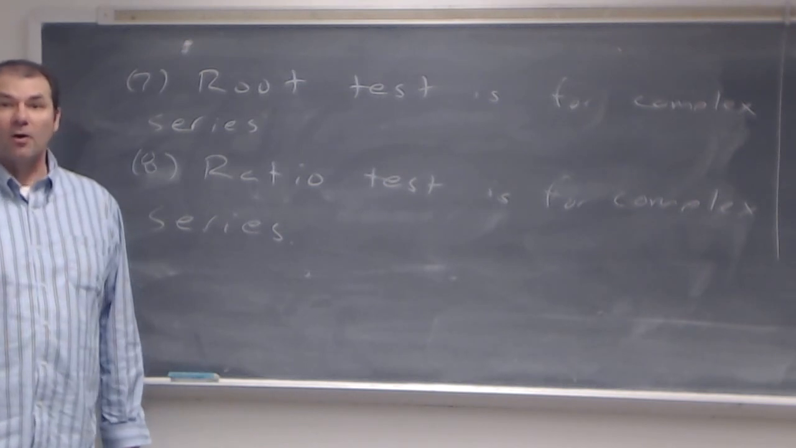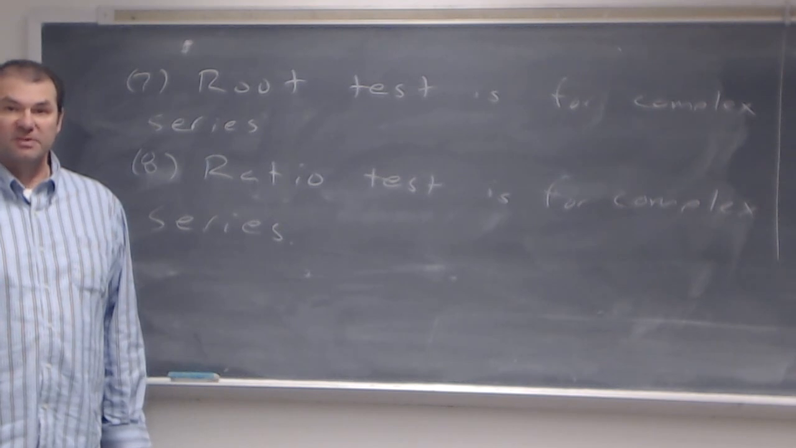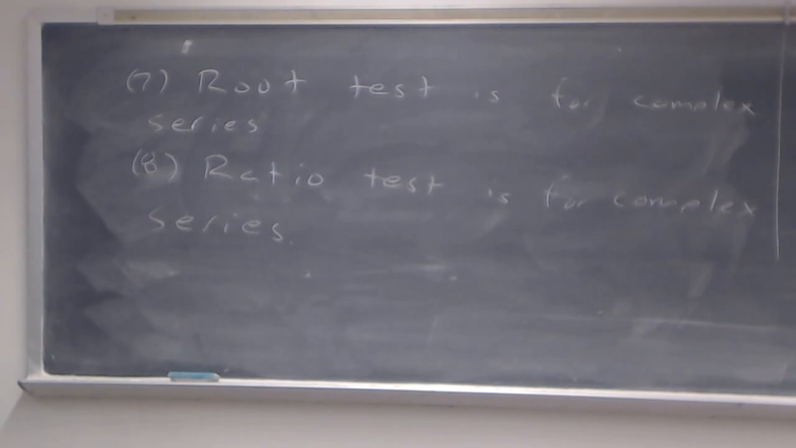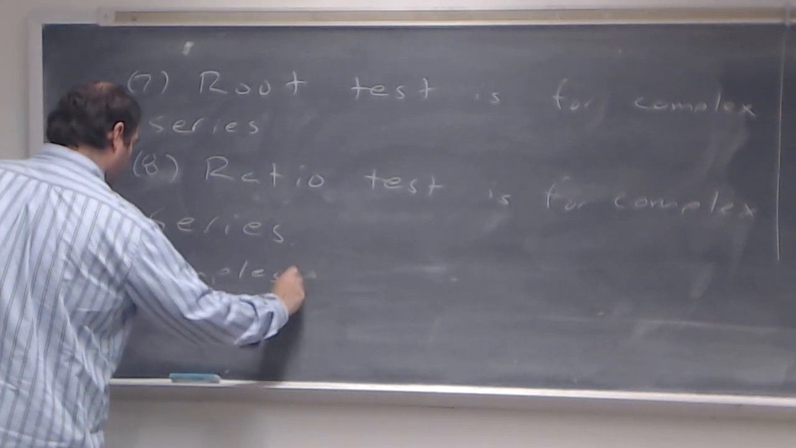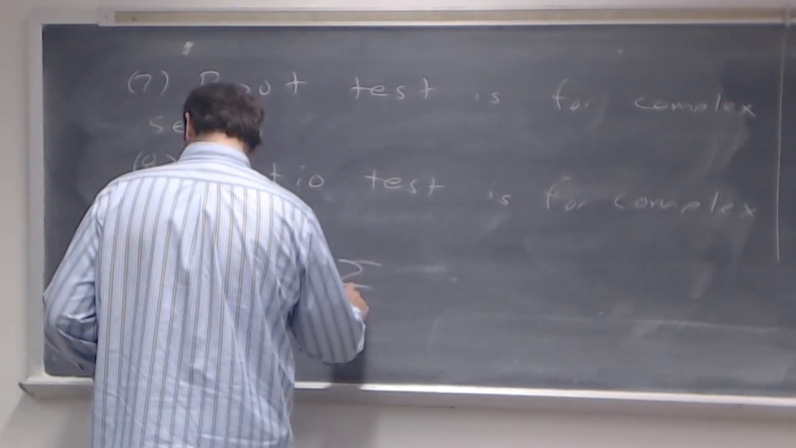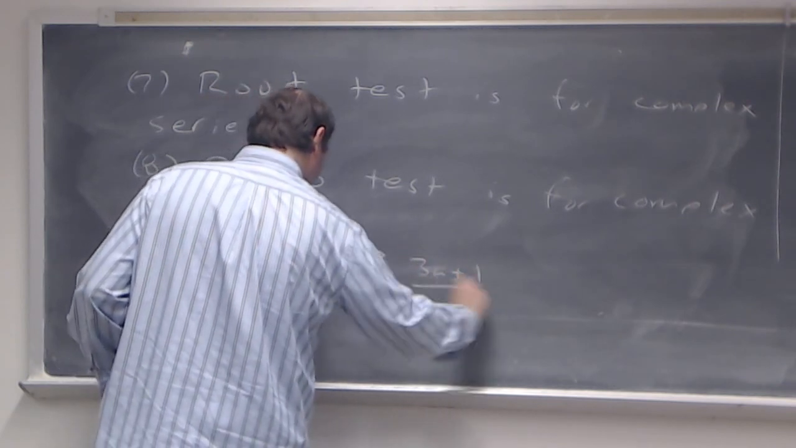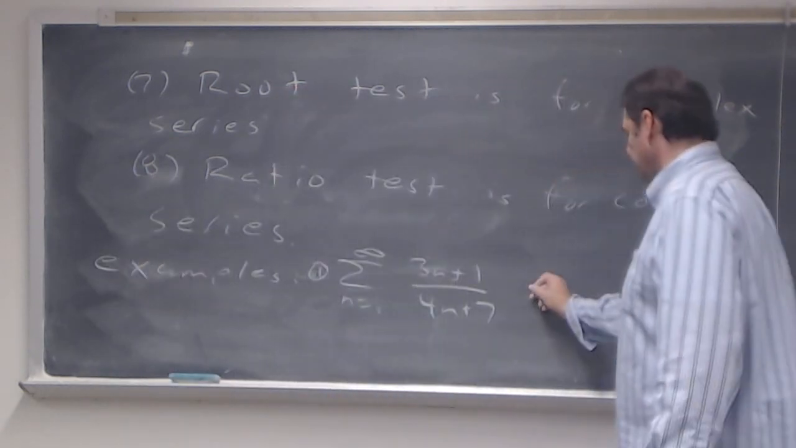What I'd like to do now is to look at some examples where we're trying to determine whether a particular series converges or diverges. My examples will primarily, maybe essentially, just deal with real number series, but here's the first one. So here's some examples. Someone might want to know, this is my first one. We have a series as n runs from 1 to infinity of 3n plus 1 over 4n plus 7. And the question is, converge or diverge?